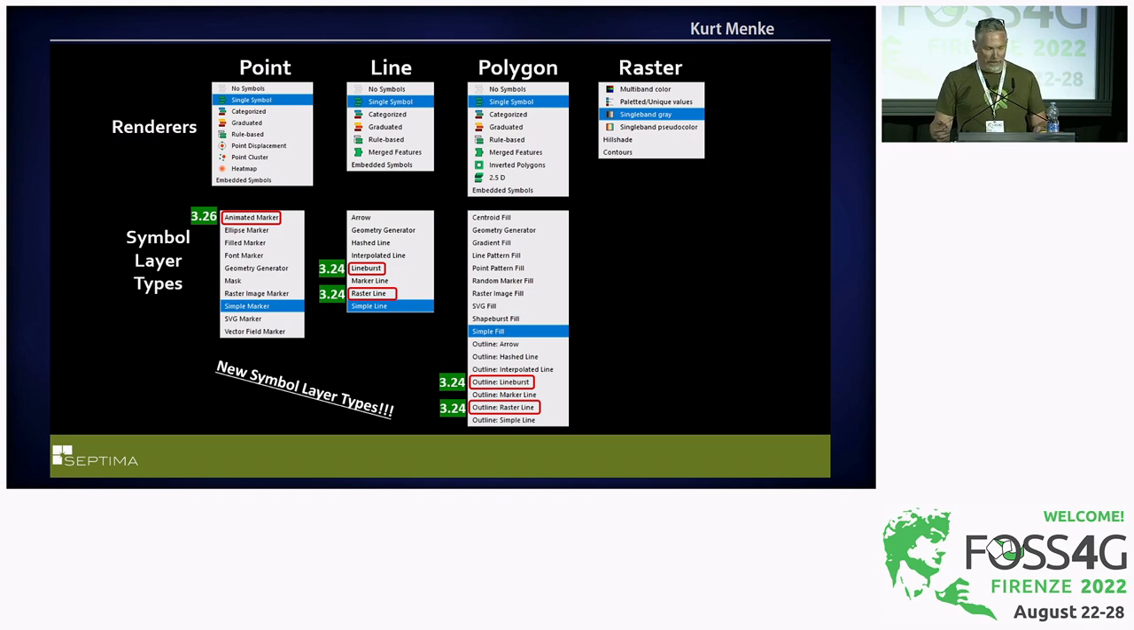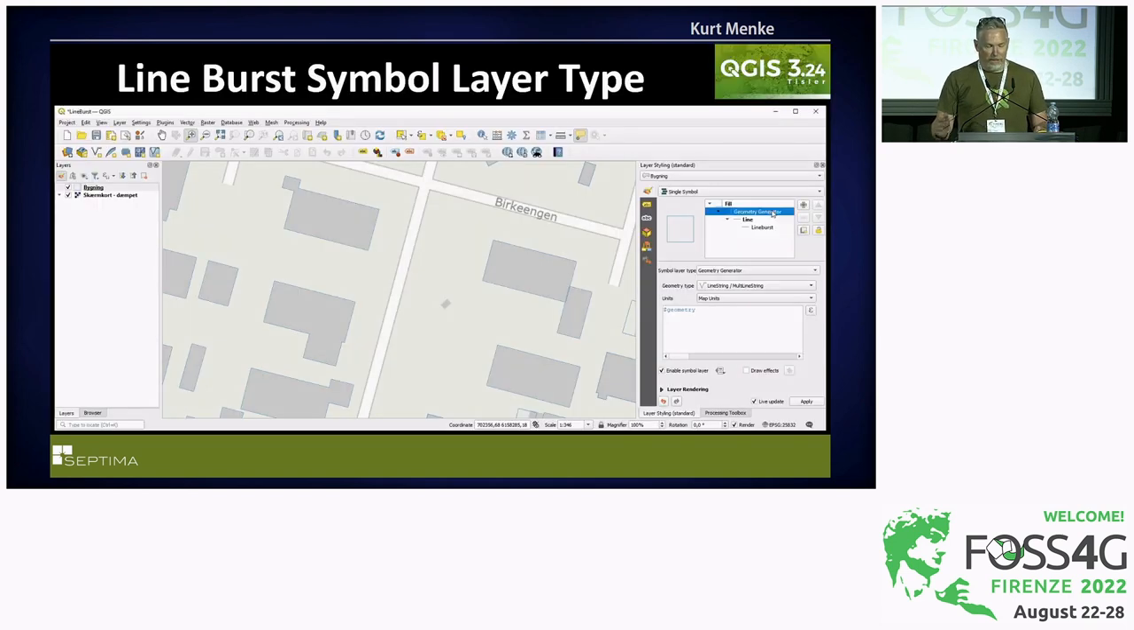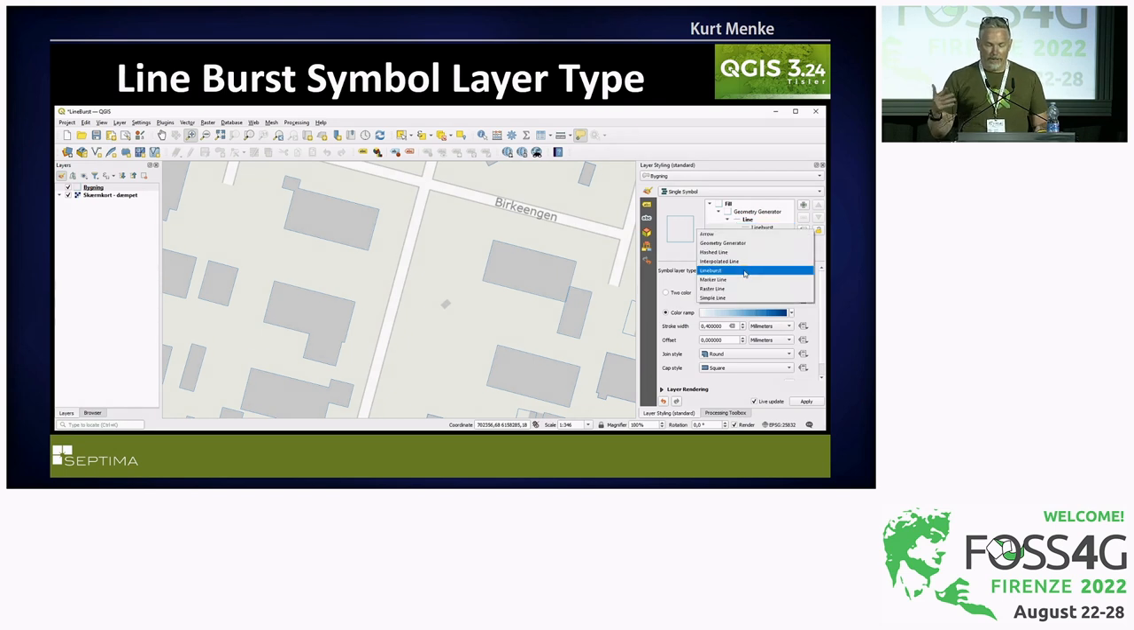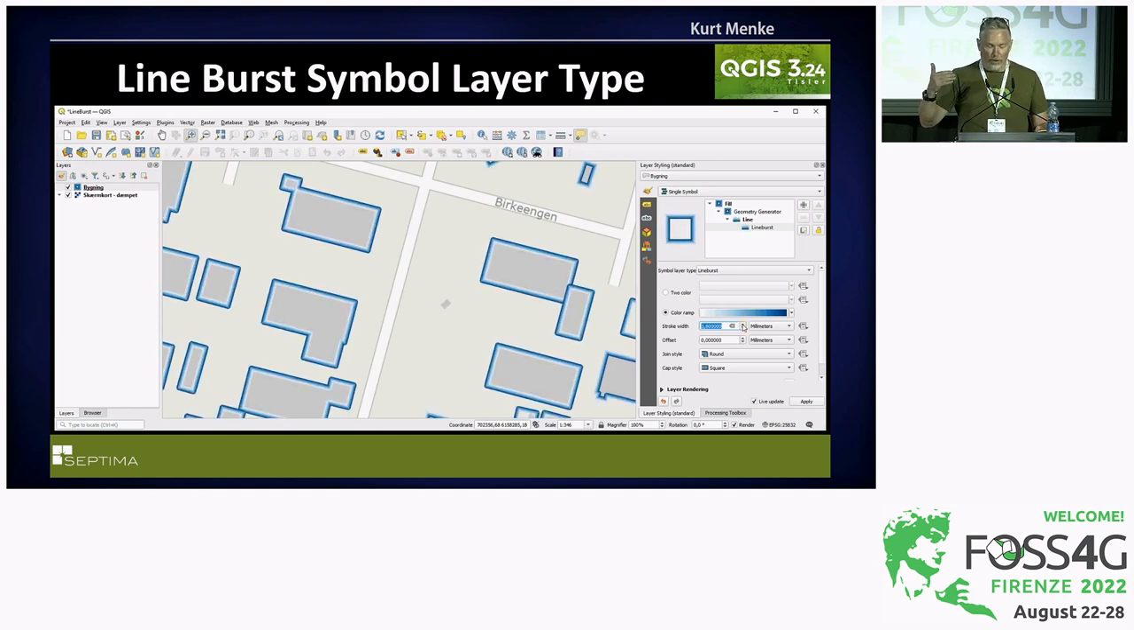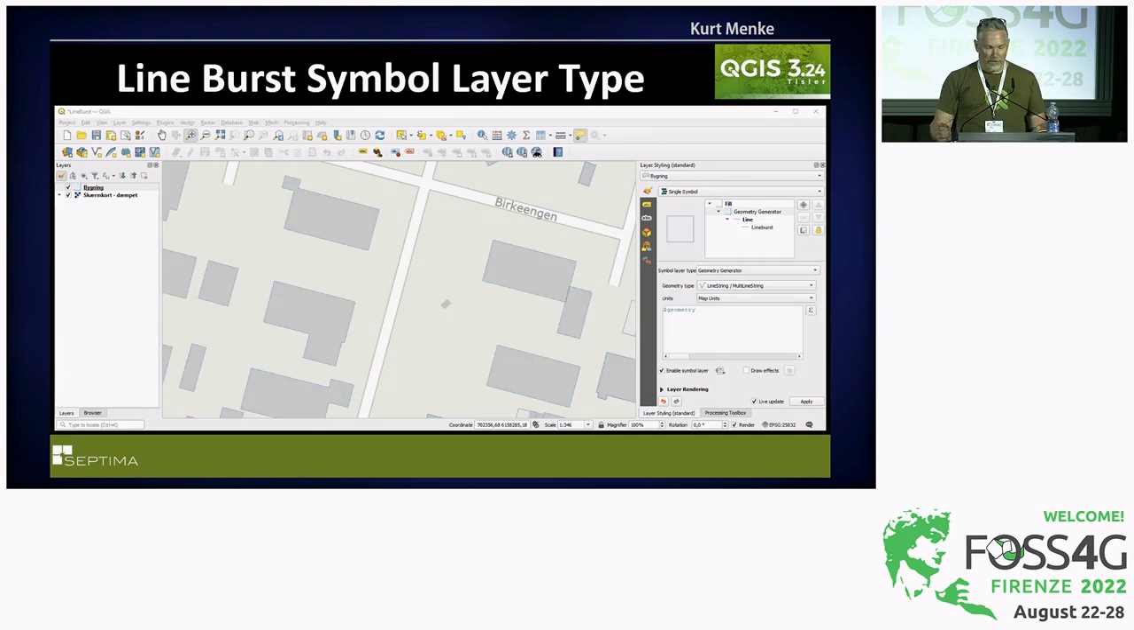So we can take a look at these. The line burst symbol layer type is kind of like a shape burst fill for lines. So here I have some building footprints, and I'm going to just use a blue color ramp and increase the stroke width for that, and you kind of get that shape burst fill for the line. You can then do things like change the join style to round the corners or use a bevel or all those options.